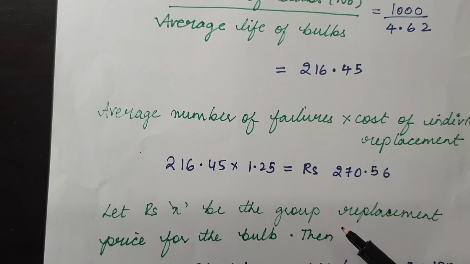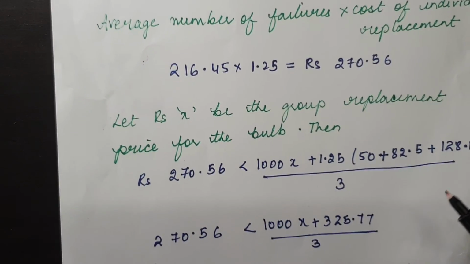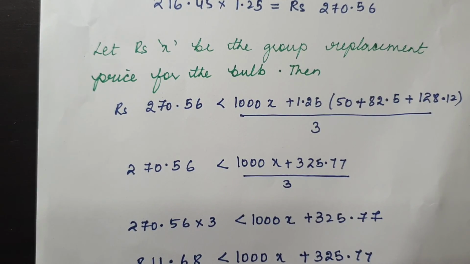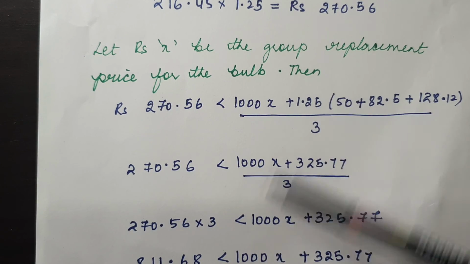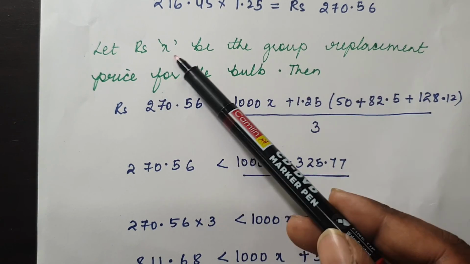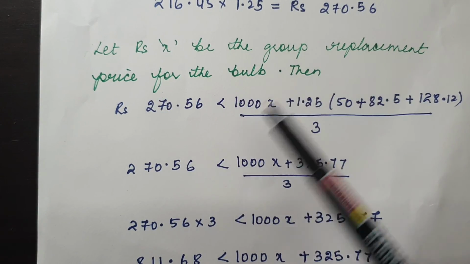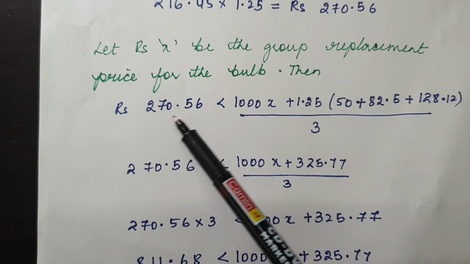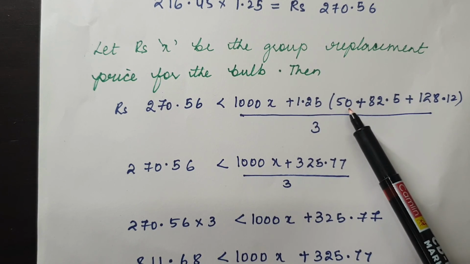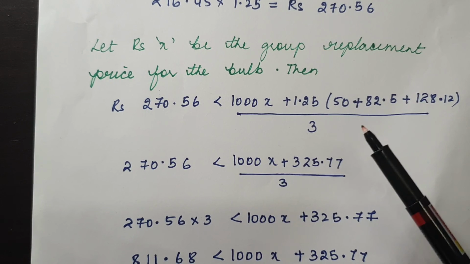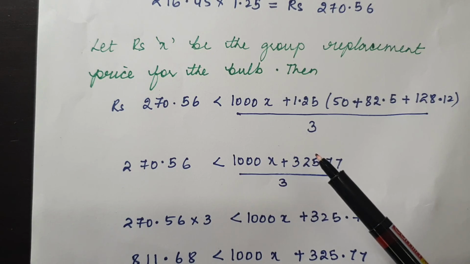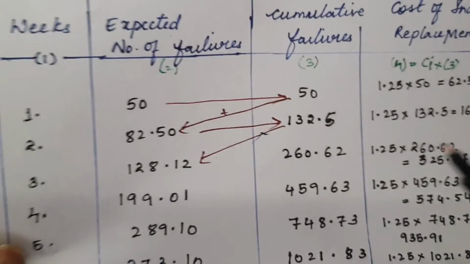After that, if you want to find out the individual cost of that one, this is the method, but from the exam point of view it is not that important. The question is important, or the solution is important, but only sometimes this will be asked. So let x be the group replacement price for the bulb. Then the average is 1000 into x plus 125, considering probability 1, probability 2, probability 3, meaning cost of 1, 2, 3.